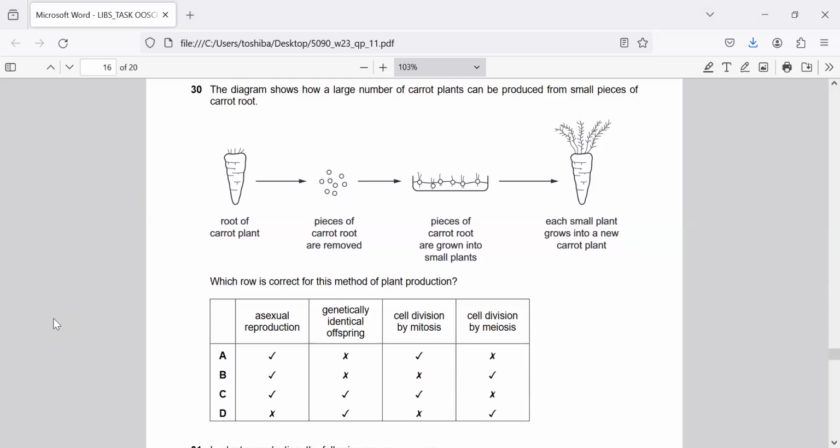According to this method, the small pieces of carrot root are removed. It would be asexual reproduction. Genetically identical cells would be produced through mitosis, but meiosis cell division won't occur. It is asexual reproduction. So option C is correct.